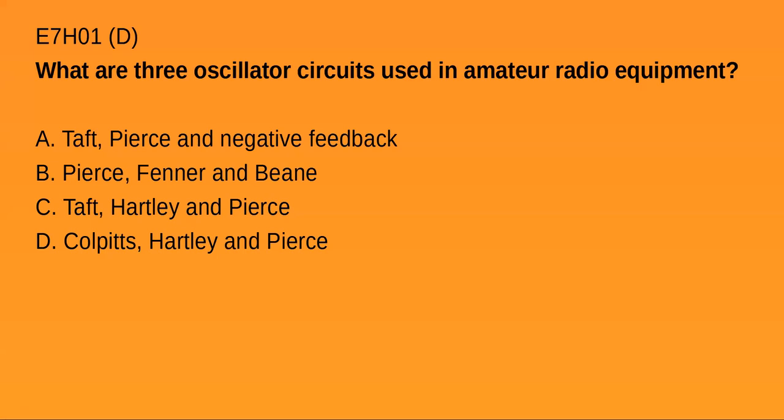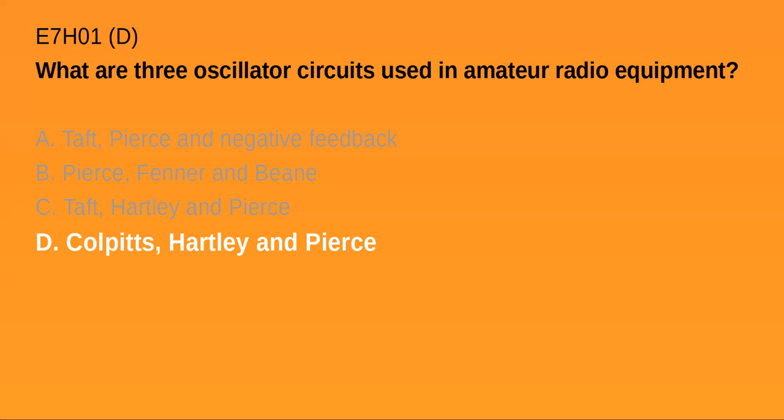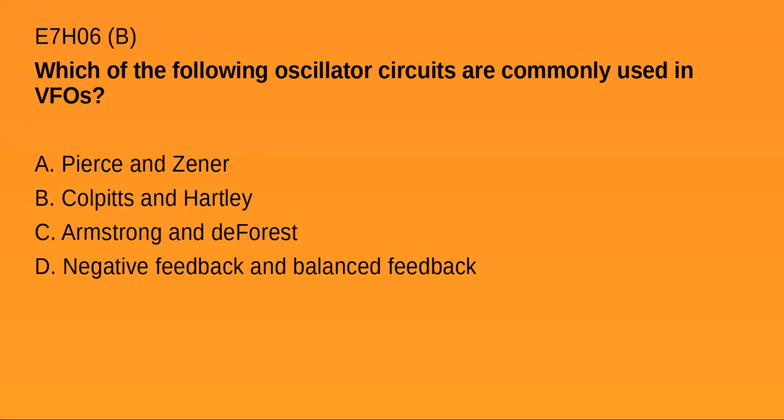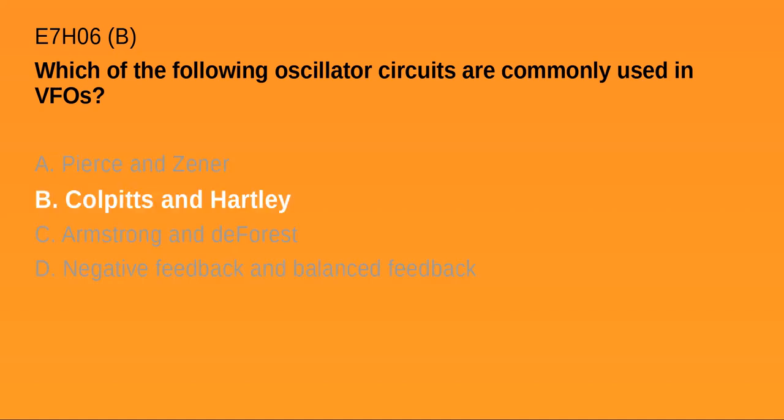Okay, what are three oscillator circuits used in amateur radio equipment? The law firm of Delta. Delta. We may be entitled to compensation. It's Pierce, Fenner, and Bean. I wonder if that's a real company. Which of the following oscillator circuits are commonly used in VFOs? Baker. Very good.